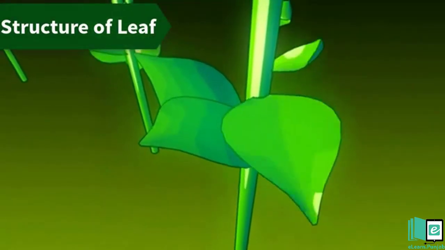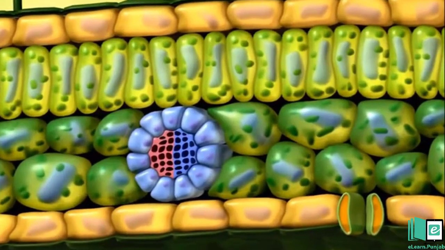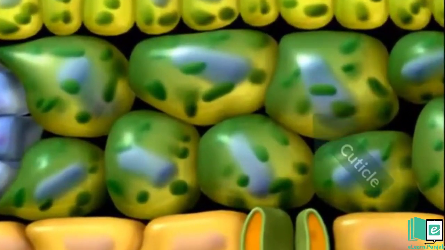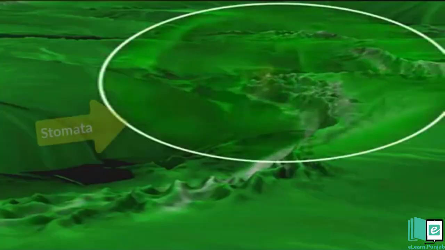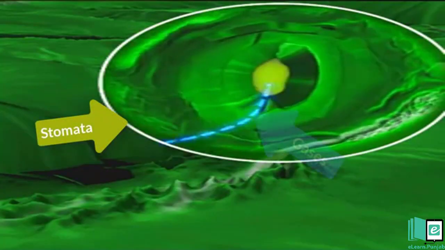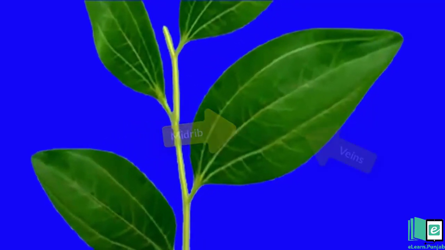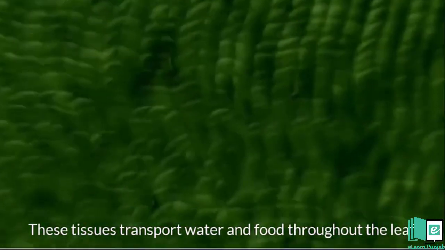Structure of a leaf. Leaves are the food factories of plants. The upper layer of a leaf has a waxy layer, the cuticle, to reduce water loss. The lower layer of a leaf has stomata. Exchange of gases and transpiration take place through stomata. The midrib and veins of a leaf have xylem and phloem tissues. These tissues transport water and food throughout the leaf.